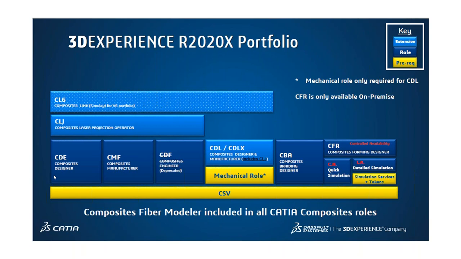Then there is something called composites manufacturer, where you have more producibility and other flattening or transfer of the like a tex or other type of thing on the flattened ply profiles. Then there is a combined role, composites design and manufacturer, which gives you both of those functionalities plus it includes the laser projection operator role on top of it. And now on the platform, the fiber modeler is automatically built in, so you don't have to add an external one.